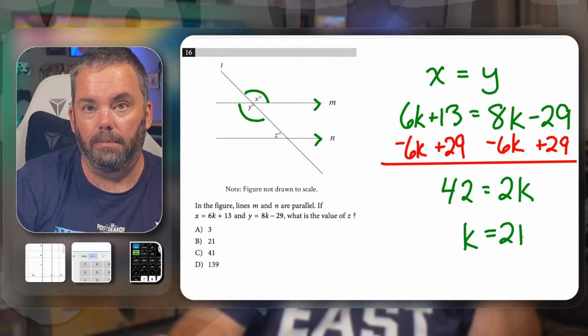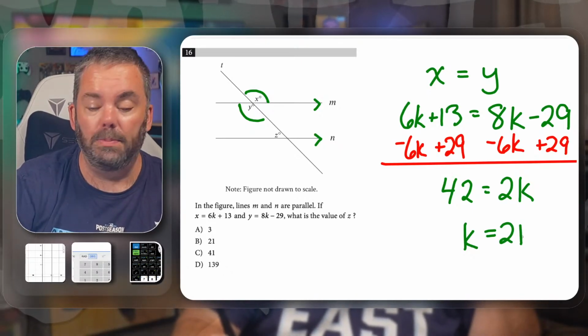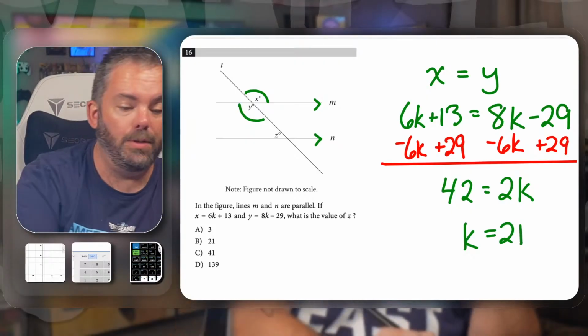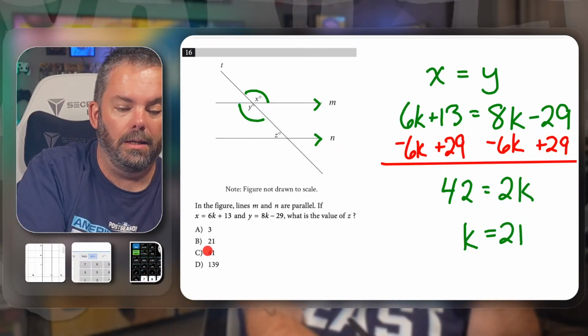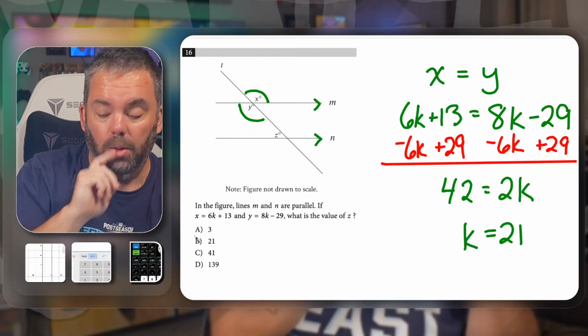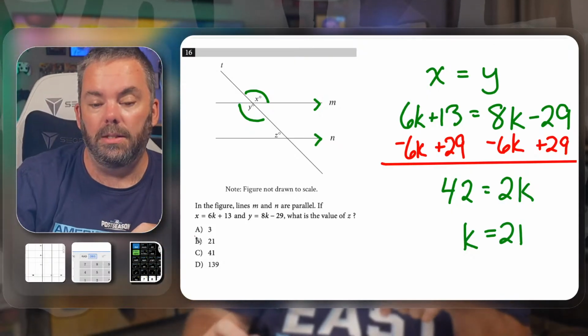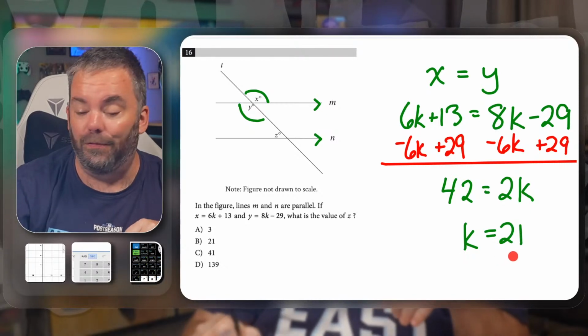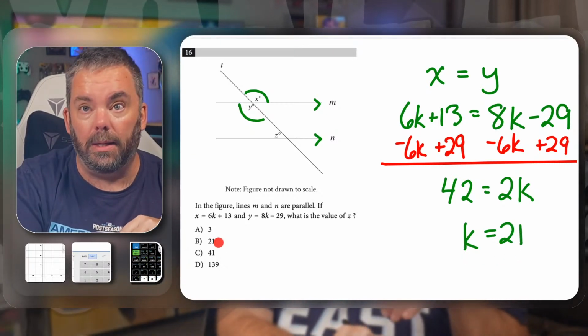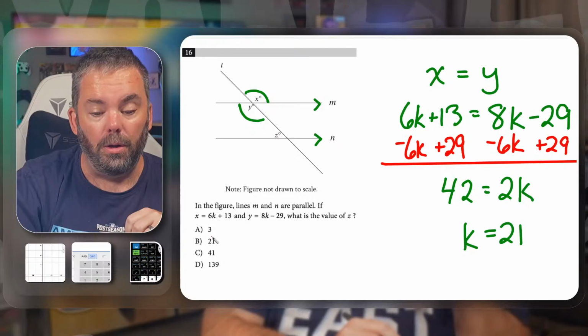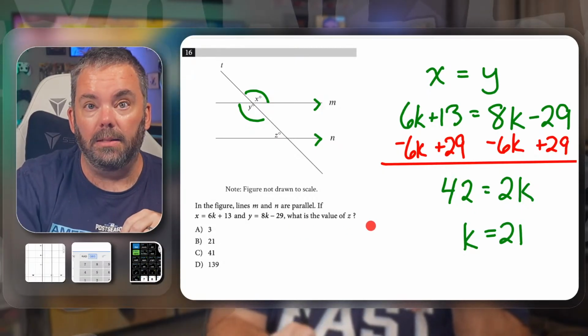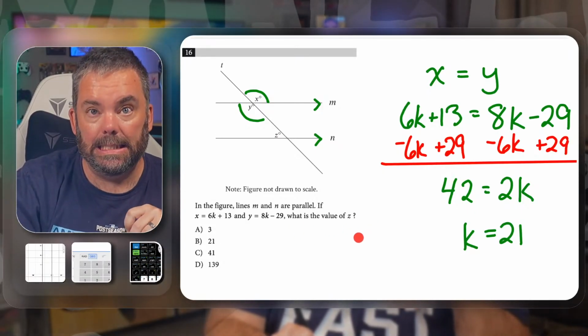K is 21. Now here's the part that bums me out, man. Did you see option B down here? Look at that. Option B is 21. Because what they want, these SAT people, is for you to get so excited that you found an answer that matches that you pick it. But yo, slow your roll. They're not asking us what K is. They're asking us what Z is.